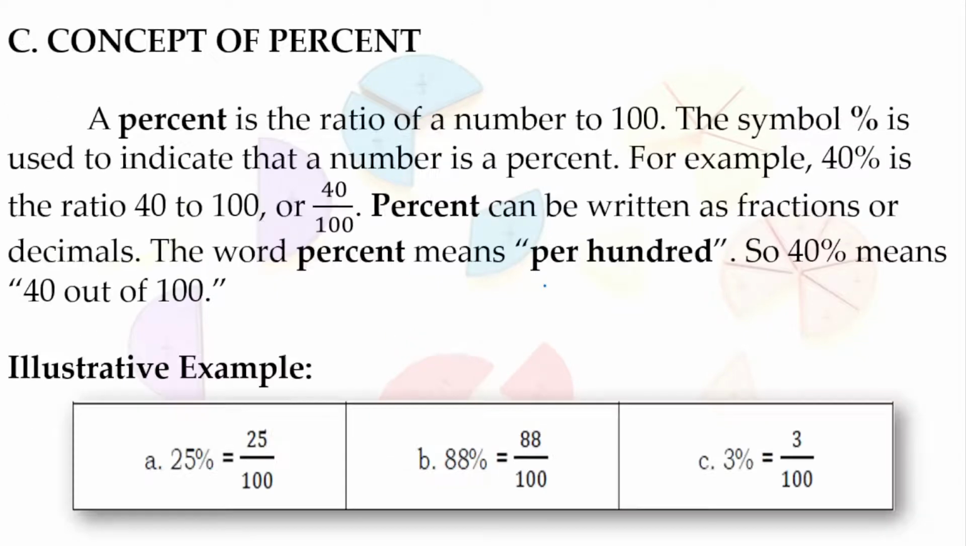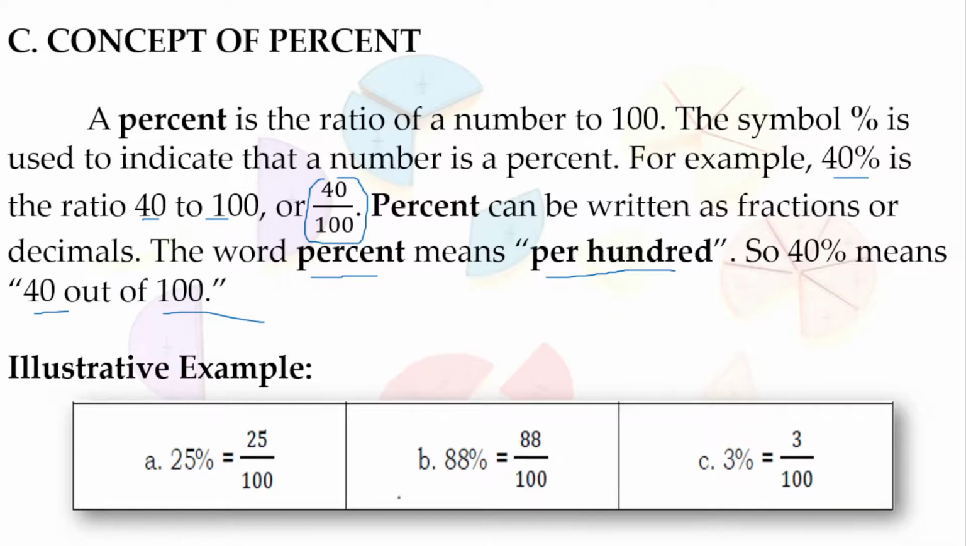It's about the concept of percent. Okay? So when we say percent, it is the ratio of a number to 100. The symbol percent is used to indicate that a number is a percent. For example, here, 40% is the ratio of 40 to 100 or 40 over 100. Okay? So when we say percent, it can be written as fractions or decimals. The word percent means per 100. So 40% means 40 out of 100, okay?